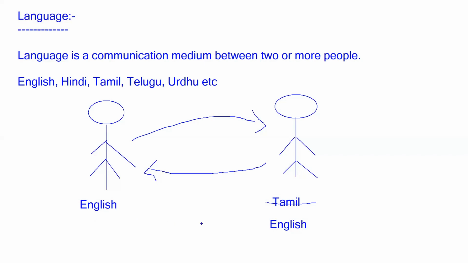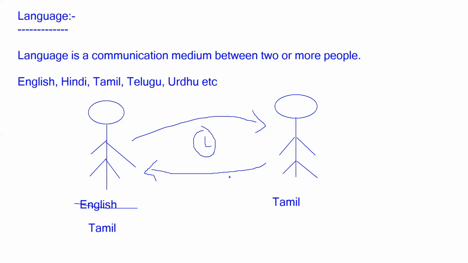Or this person should know Tamil, then they can communicate. That means the two people can communicate effectively and they can do some task together when their language is the same. If their language is different, they cannot communicate. That's why language plays an important role in the life of human beings, so that they can work together and communicate together. Even projects can be effectively and quickly completed when their language is the same, because they can communicate, understand, and talk together easily.